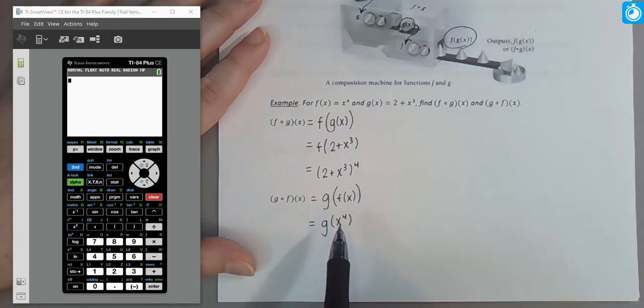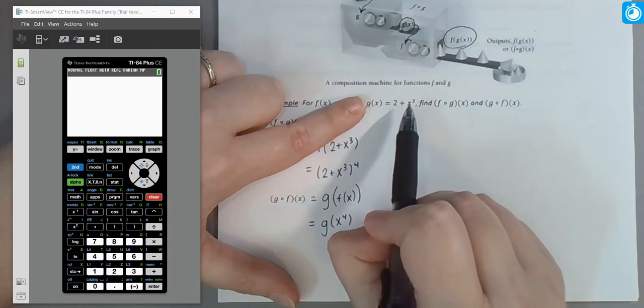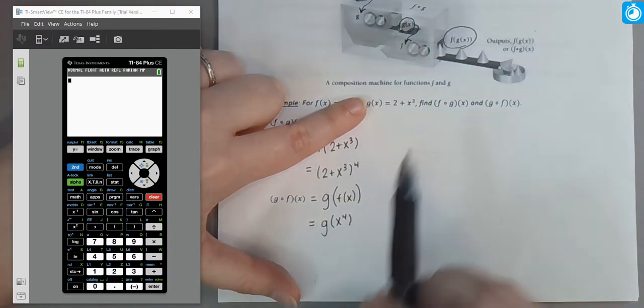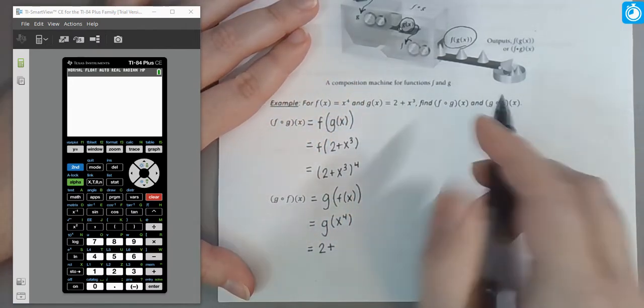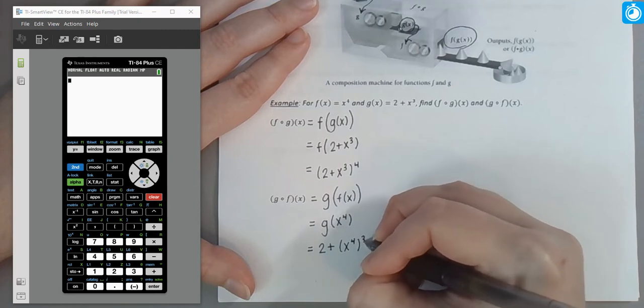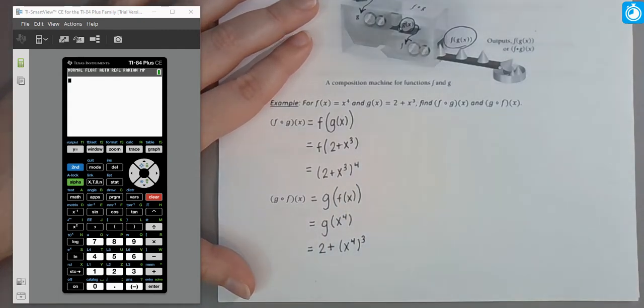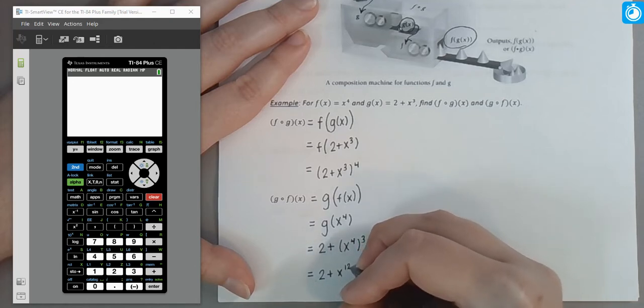So g of x to the fourth means I'm going to take the rule for g, and wherever I see a generic input, I'm going to replace it with this specific input, x to the fourth. So g tells me to take 2 as a constant, add on my input cubed. Here my input is x to the fourth power, so I'm then cubing that. Now I can simplify this, a power raised to a power. We can multiply the powers. Think of this as x to the fourth multiplied by itself 2 additional times. So we have x to the fourth, x to the fourth, x to the fourth, which would give us x to the 12th. So 2 plus x to the 12th power.